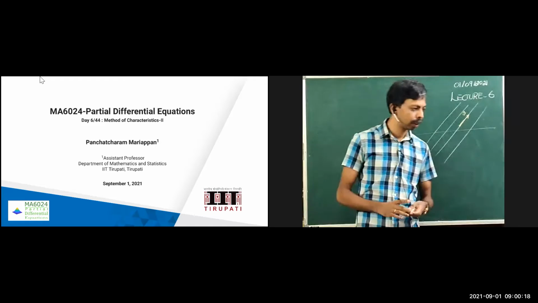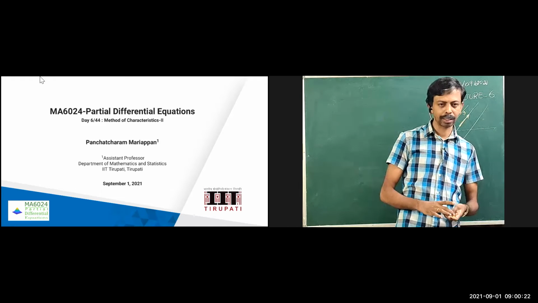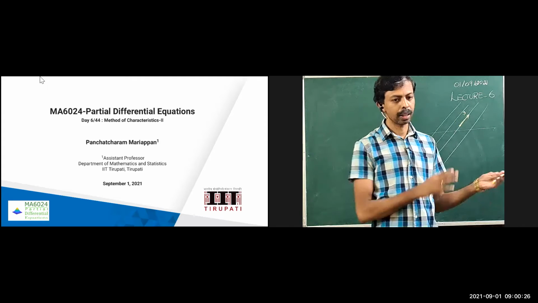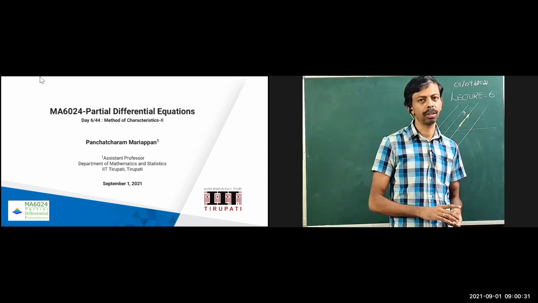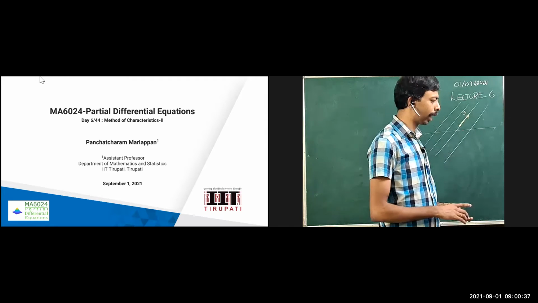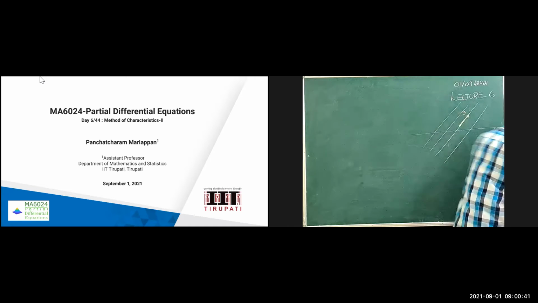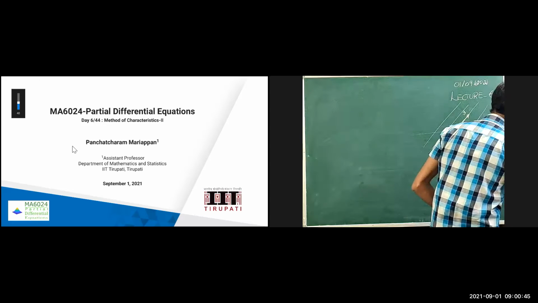Good morning, everyone. In today's class, we'll repeat what we did in the last class and then extend that idea for the other linear PDE, the linear PDE with constant coefficients. And then we will extend that idea for the quasi-linear PDE also. That is called the method of characteristics, so that's what we are going to do now. So let us do that.